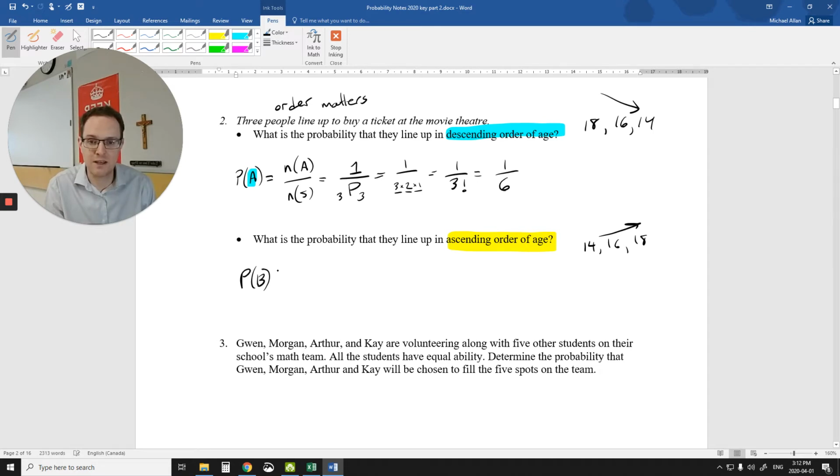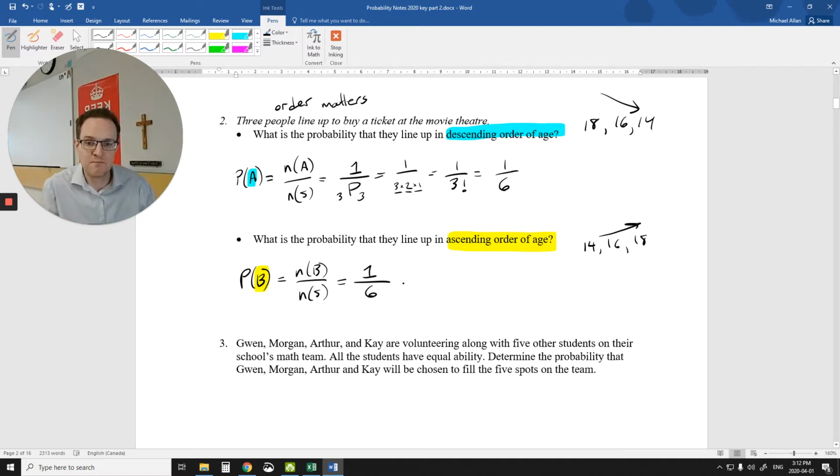Now, for event B here, in ascending order, the number of times that we get ascending order over all the ways I could rearrange those 3 people. Well, that's 6 again on the bottom because it's the exact same as the one above it. And then there's only one way to do that. So it's 1/6, just the same as above.